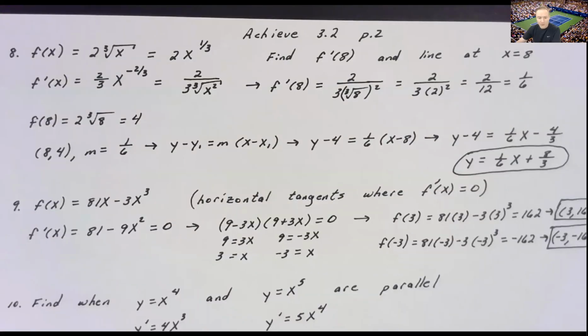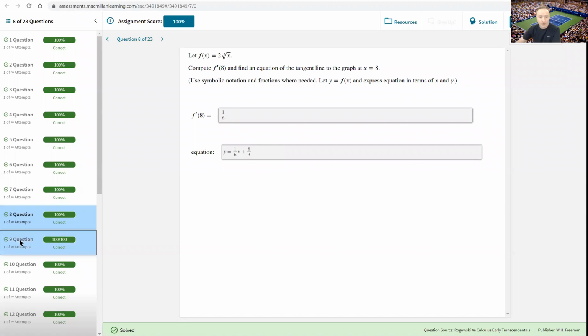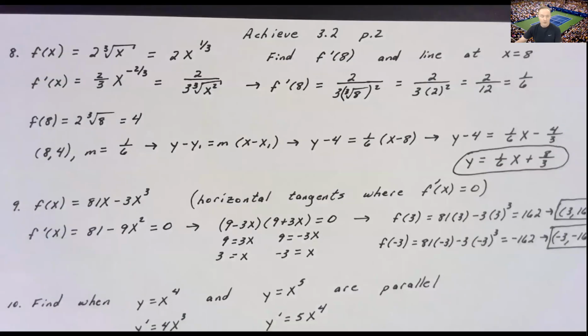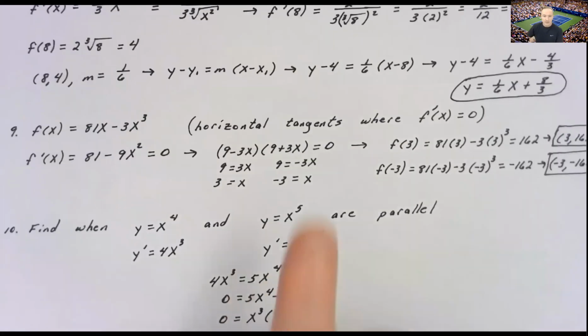Now, for number 9, ooh, number 9's cool. It's asking us to find the points on the graph of f of x is equal to 81x minus 3x cubed, where the tangent line is horizontal. So you'd say, horizontal tangent line, that's going to occur at any point where the slope is 0. So the slope is 0 whenever the derivative is equal to 0. So I just need to take the derivative of this function and find any x value at which it could be 0. No problemo. So you can see that's what I reasoned here.